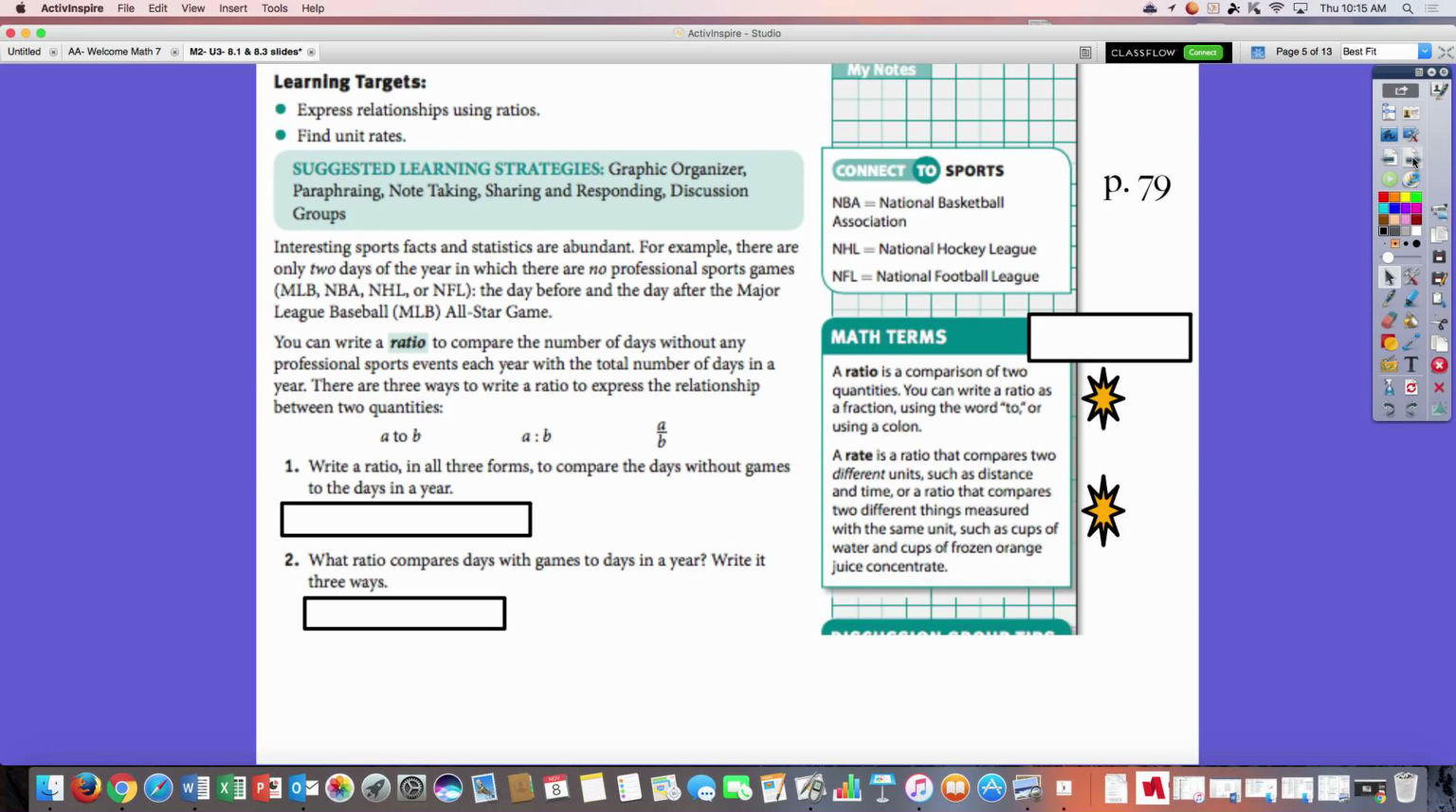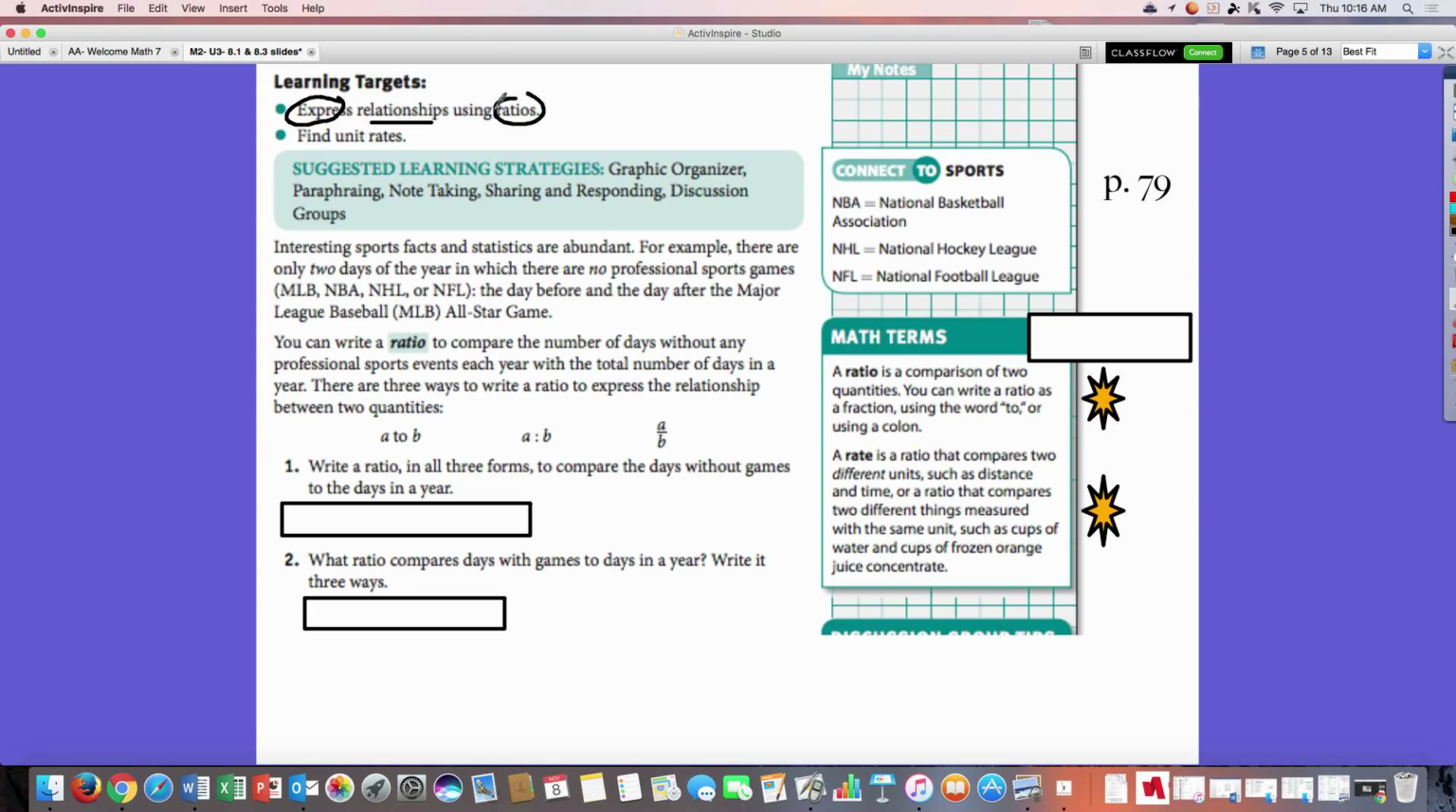All right, let's take out our note packets. Here we go. What we're going to be doing in this unit, in these first 2 sections, is express, which means write, relationships using ratios. And we're going to find unit rates. A unit rate simply means how much is 1. If I told you 10 of them cost $10, how much would 1 cost? $1, right?